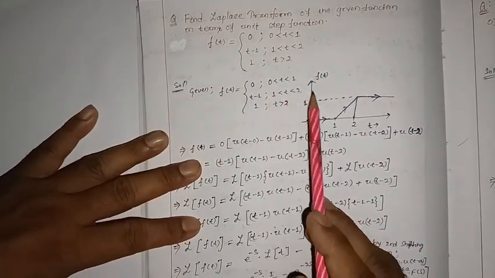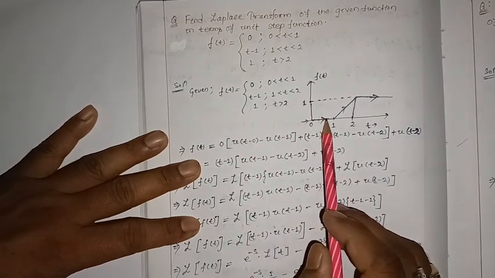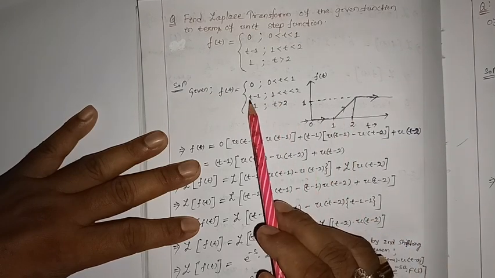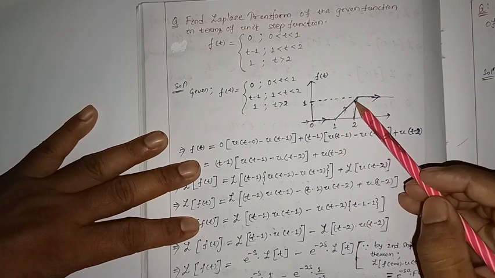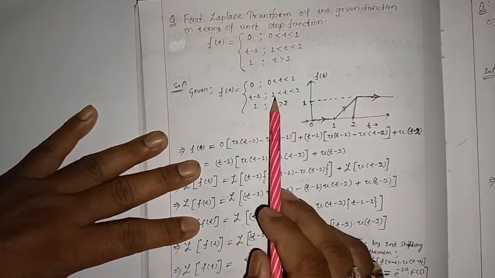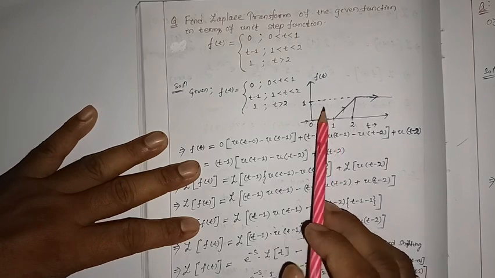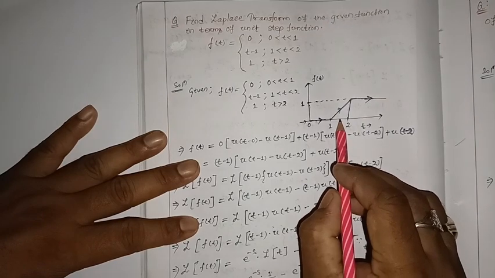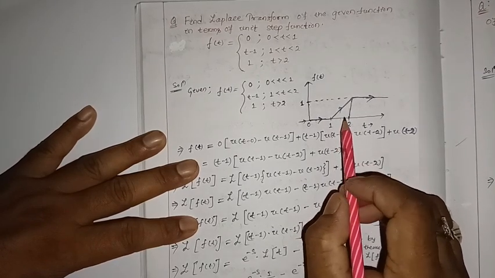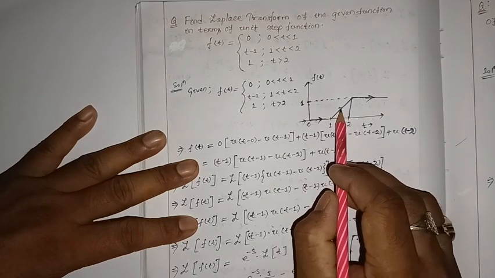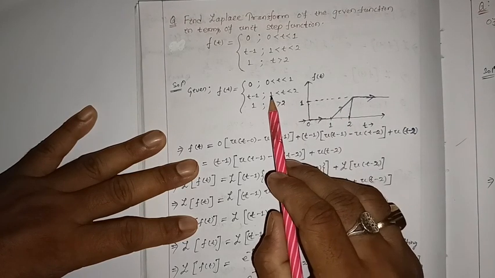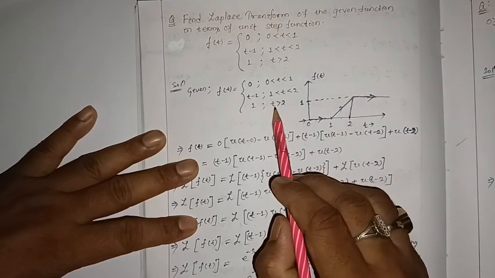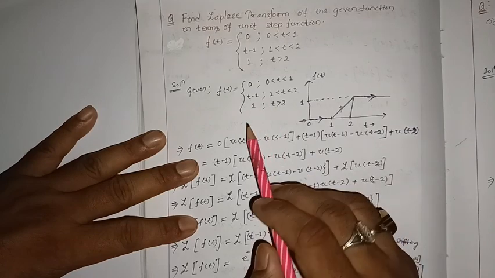Between 0 and 1, the function value is 0. Then between 1 and 2, the function value is t minus 1, that means this line. Here you can see that if I put 1, the value is 0. If I put 2, 2 minus 1 will be 1. If I put 1.5, we get 0.5. So between 1 and 2 the function is like this, a line. Then after 2 the value is 1.